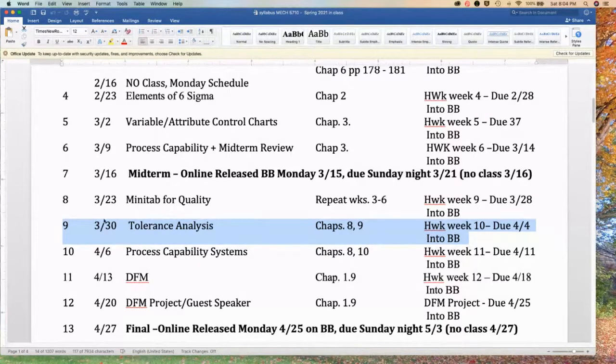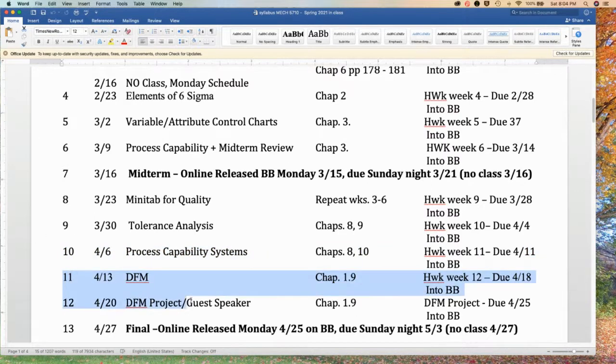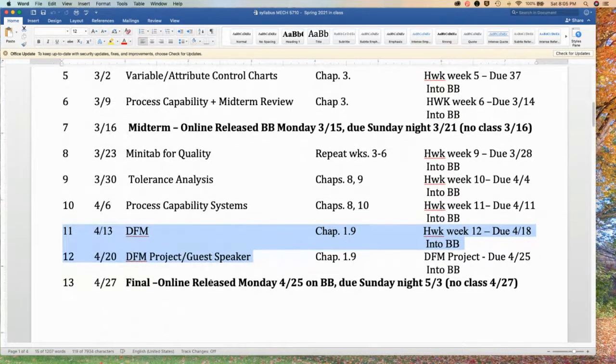And then week 10 is the idea of process capability for systems. So the idea here is Six Sigma is done on the part level. How do you handle it at the system level? That's what week 10 is about. Then we have 2 weeks about DFM, design for manufacturing, another tool of TQM.